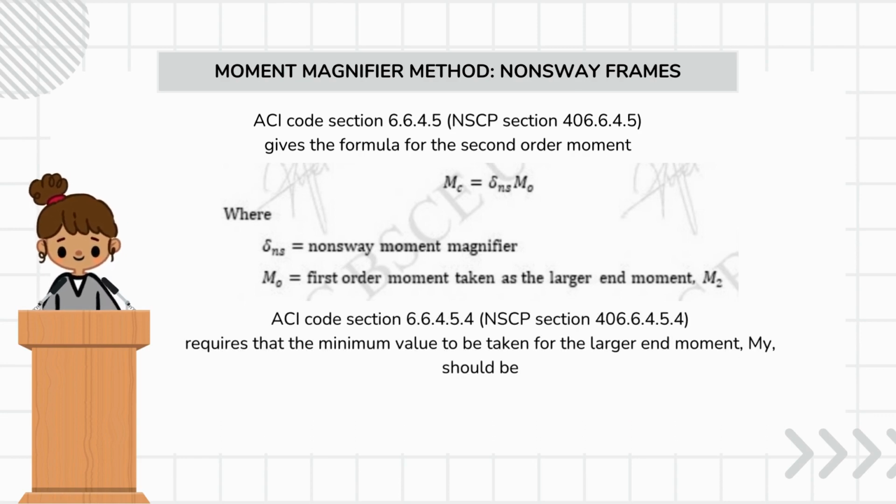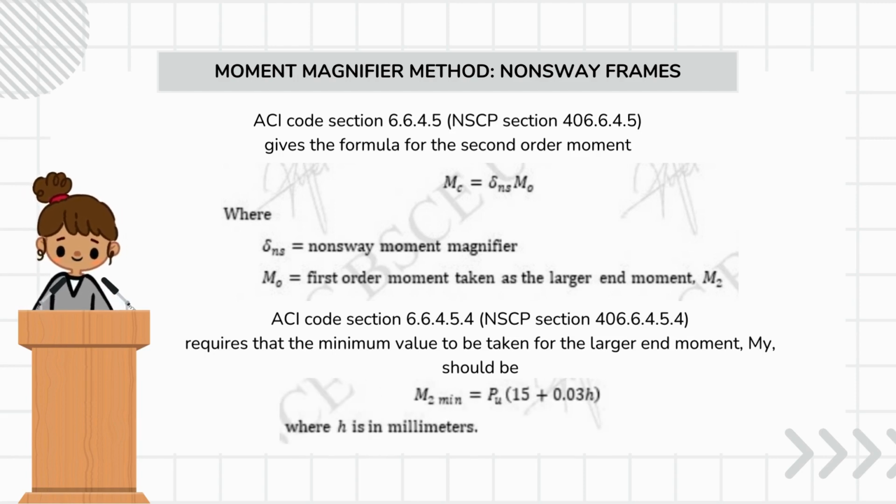Also note that ACI Code Section 6.6.4.5.4 requires a minimum value to be taken for the larger end moment, M2, which should be M2 minimum equals P sub U times (15 plus 0.03 times h), where h is in millimeters. There are usually two end moments, the top and the bottom moments, where the moment at the top is usually less than the moment at the bottom. In design, we check if the M2 minimum is larger or lesser than the actual moment, because it is the minimum moment that should be used in design.